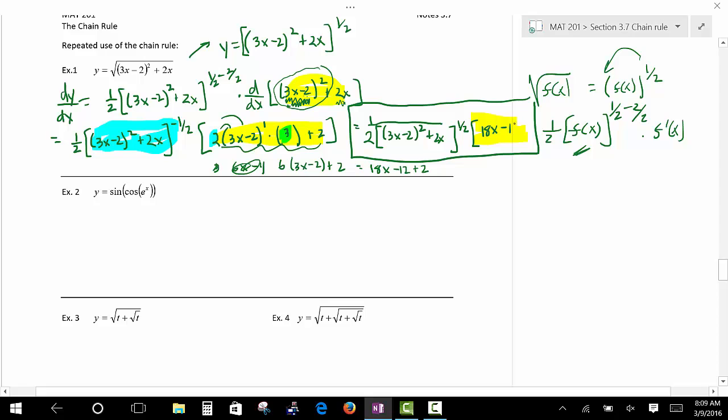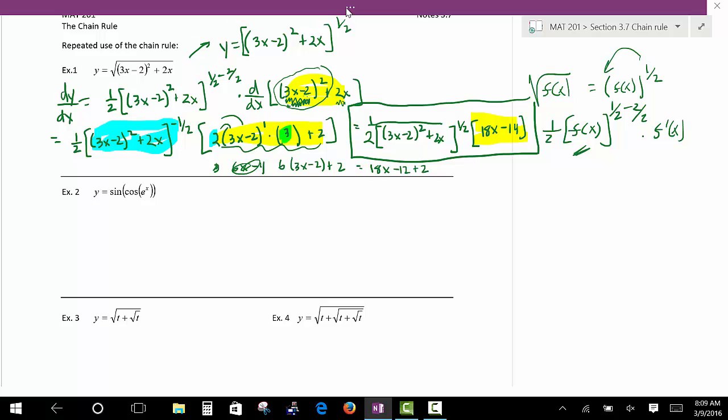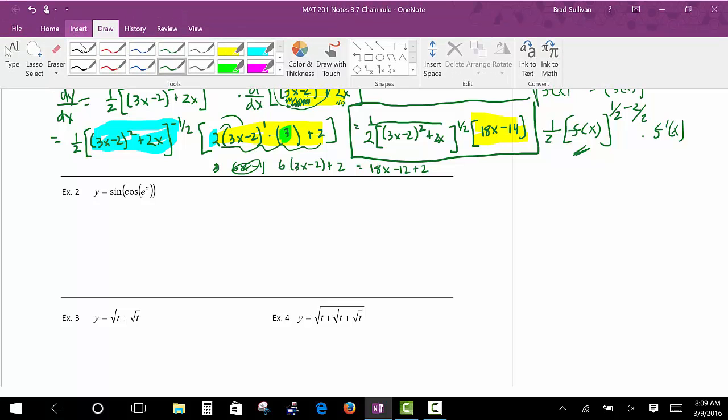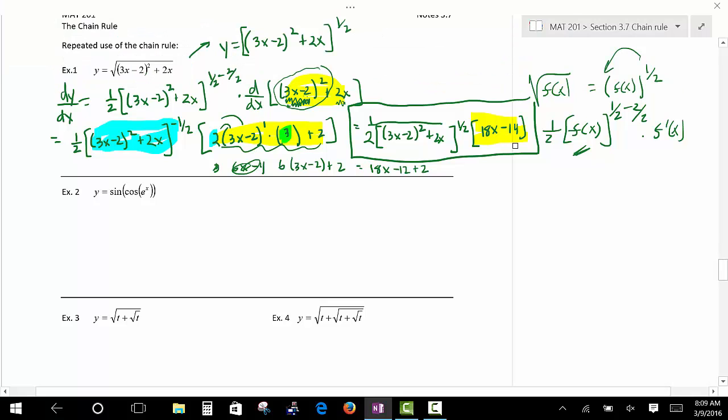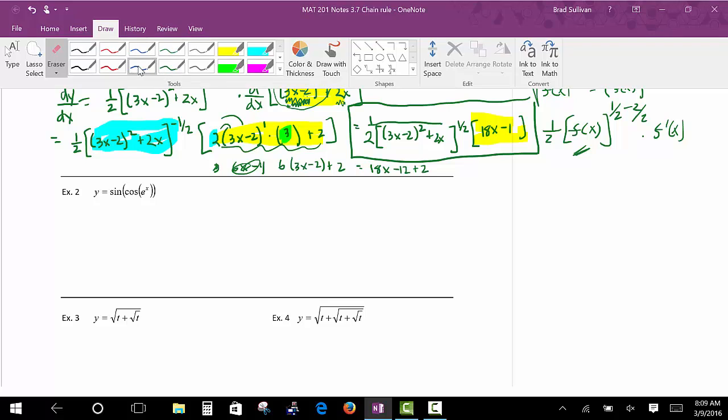18x minus 14. Now, there are other things you could do to that problem. Okay, it's okay to stop there. Minus 10. Not 14, 10. I'm sorry, I know that. Negative 12 plus 2 is negative 10, right? Okay. All right, so we just need to change that to 10, and then that's a good enough answer for what we have here, okay?